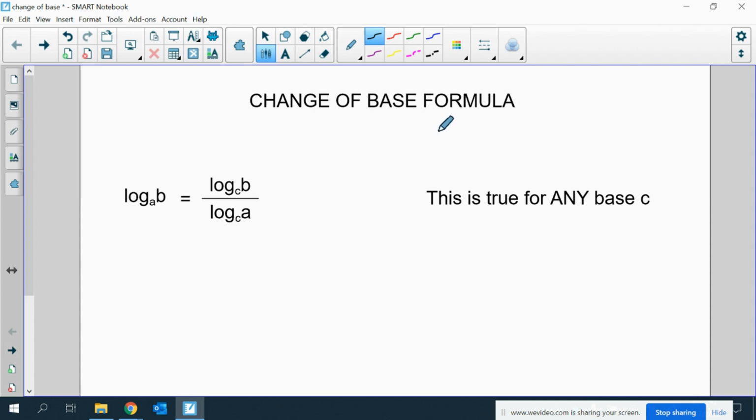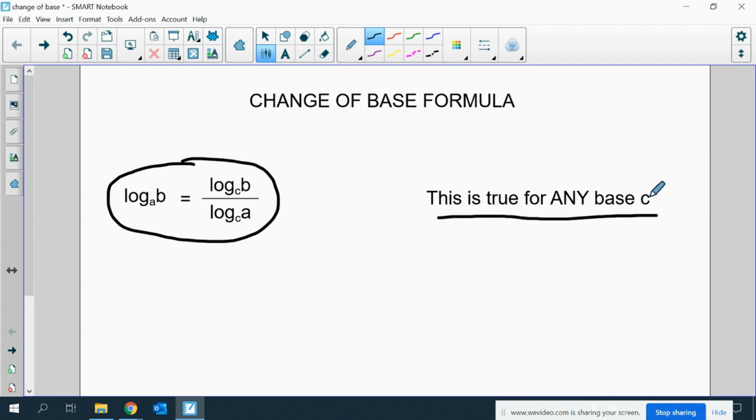Going to talk about the change of base formula today. The change of base formula states that if you have log base a of b, you can rewrite it as log base c of b over log base c of a, for any value of c. So you could rewrite this in a lot of different ways, and it can help you get logs into a situation that's easier to compute things.